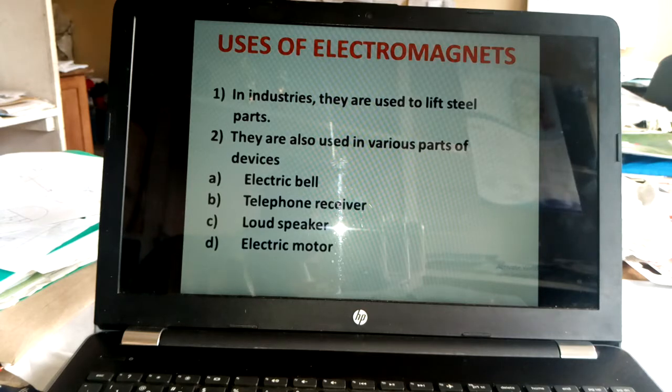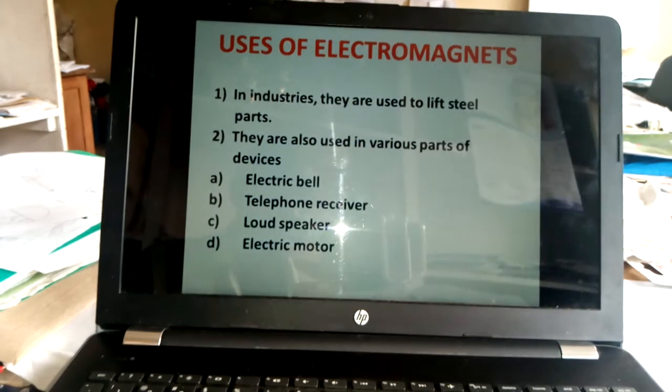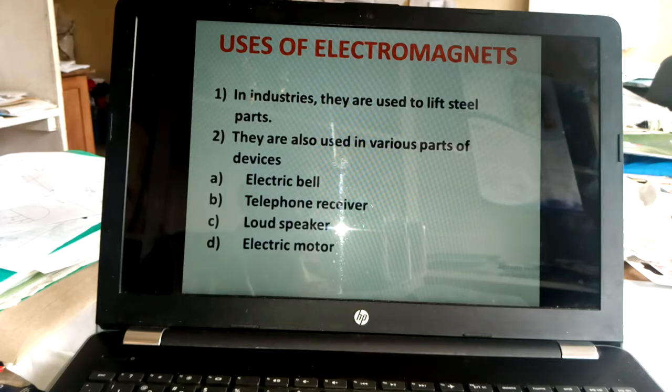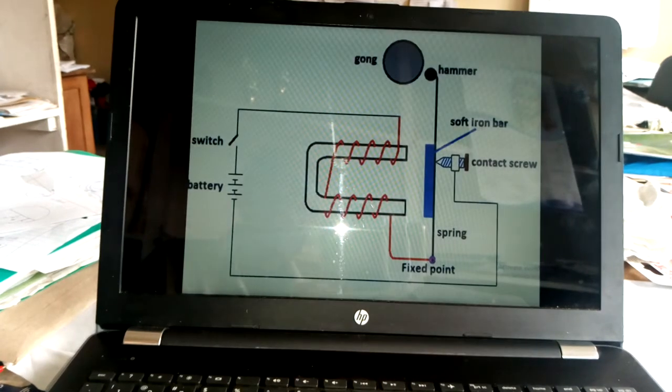Number 2, they are used in various parts of devices, like in electric bell, in telephone receiver, loudspeaker, electric motor, and so on. But I will concentrate on one, A, electric bell, and I expect you to do B, C, and D once you have the concept, internalize the concept. Now here I have an electric bell, a circuit.